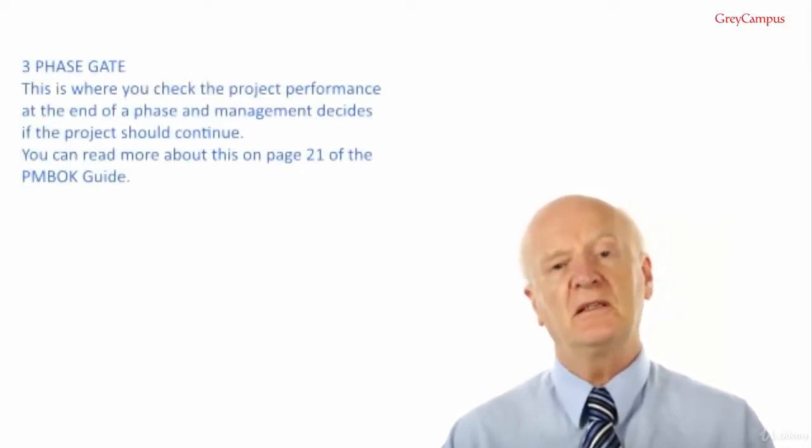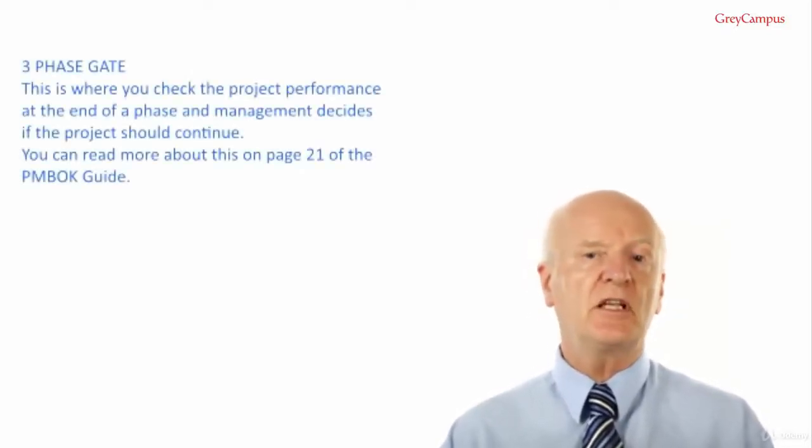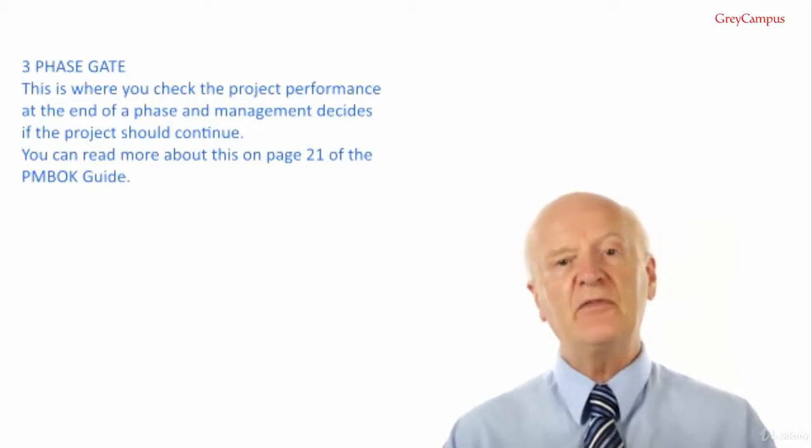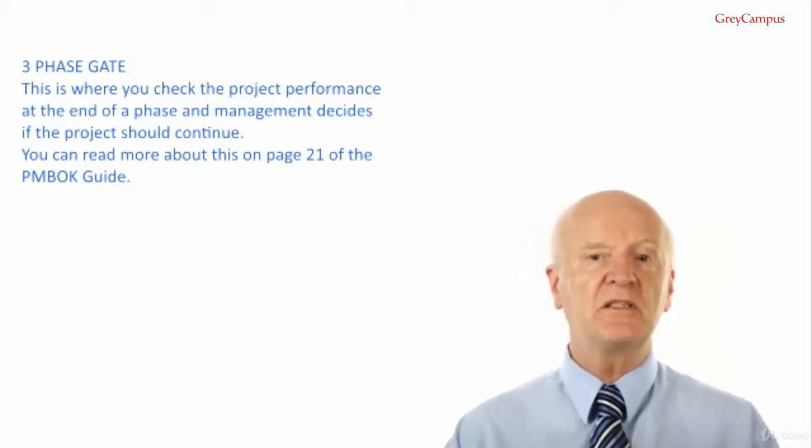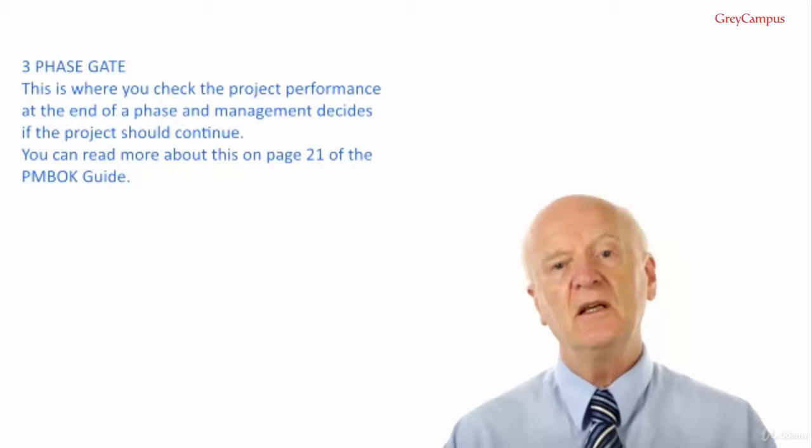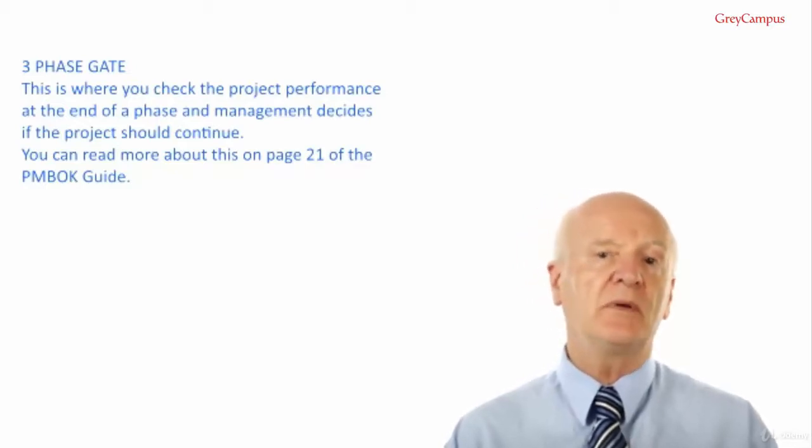Number 3, phase gate. This is where you check the project performance at the end of a phase and management decides if the project should continue. You can read more about this on page 21 of the PMBOK guide.